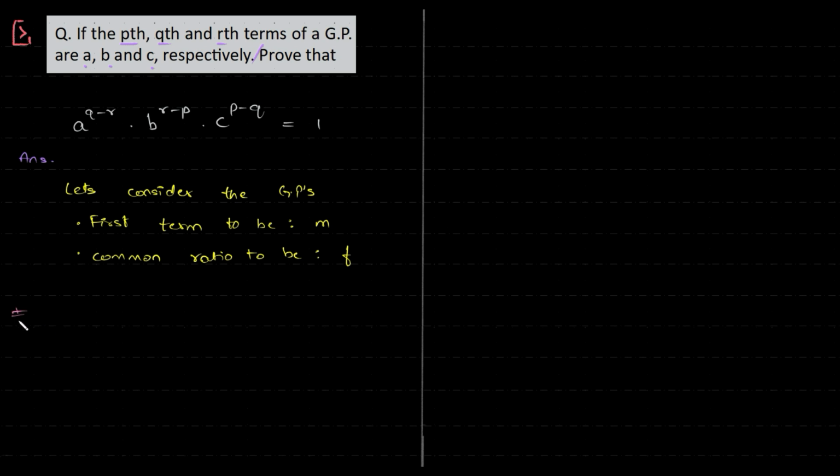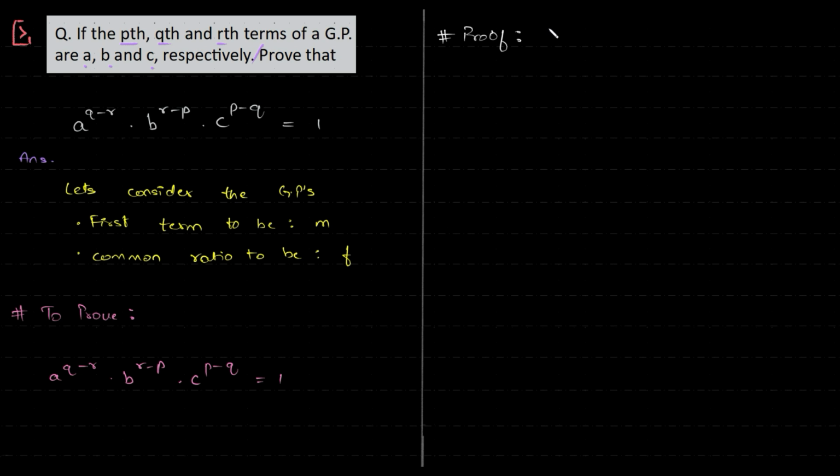Okay, with this in mind, we'll write what it is that we need to prove, so there's no confusion. We have A to the power of Q minus R into B to the power of R minus P into C to the power of P minus Q, which is equal to 1. Okay, that's it. There's nothing else. Okay, let's start the proof.